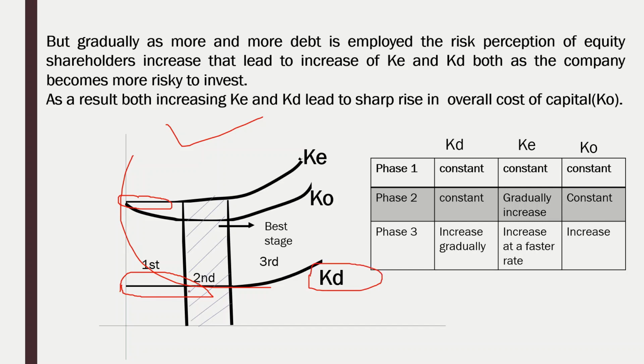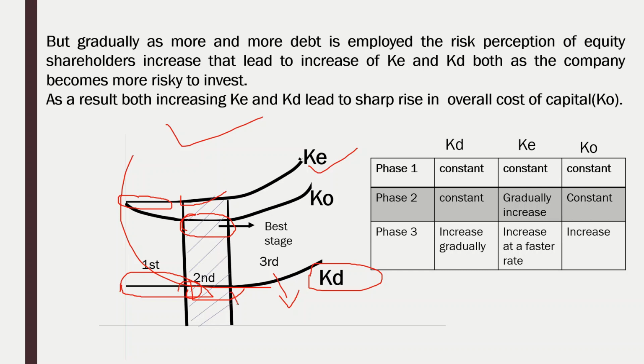But gradually, beyond this limit, as you can see, if you still keep increasing your debt, then your cost of equity will start rising. But since, due to tax saving, KD is still a cheaper source of finance than equity, our overall cost of capital beyond this limit is still decreasing.